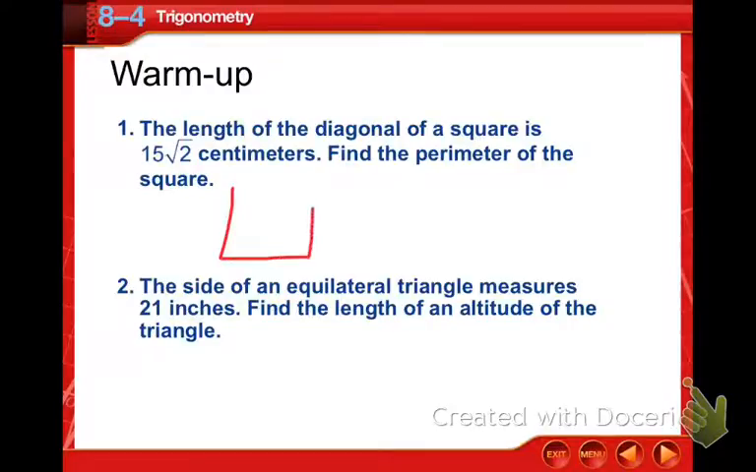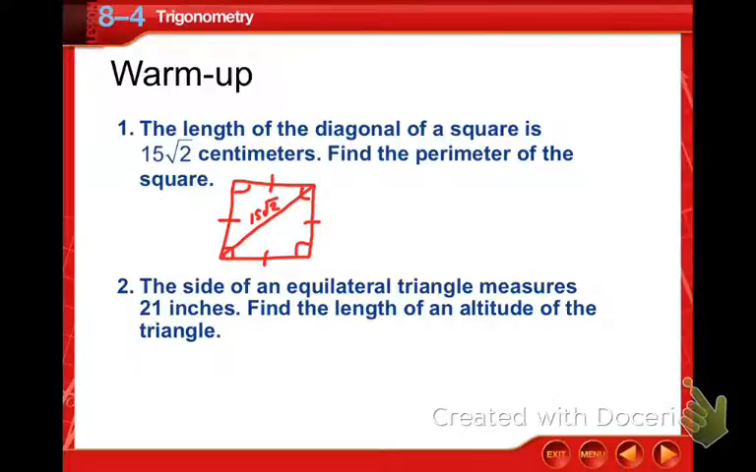So the square, all sides are even. So these are all the same. And all the angles are right angles, right? So when we divide a right angle in half, we get two 45 triangles. Two 45, 45, 90 triangles. So that diagonal is also 15 square root 2, the length of that in centimeters.